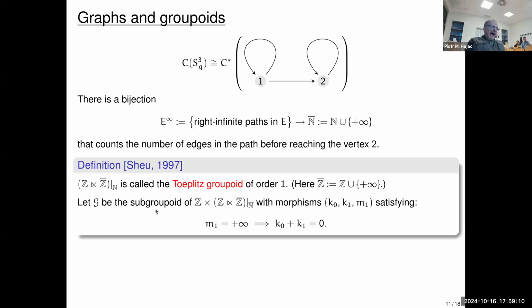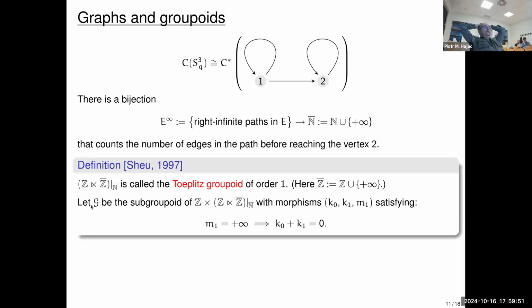And inside here, you look at the following subgroupoid that I denote by curly G. So the subgroupoid is given by all the morphisms. Now a morphism here is given by 3 integers, k0, k1, and m1, where the last one can be infinite. Well, this last one should also be non-negative. And by definition of how this reduction is defined, the sum of k1 and m1 should also be non-negative. Okay, but in any way, you have 3 integer numbers, and the last one can be infinite. If the last one is infinite, the sum of the first 2 should be 0. This is the condition that defines the morphisms in this subgroupoid.